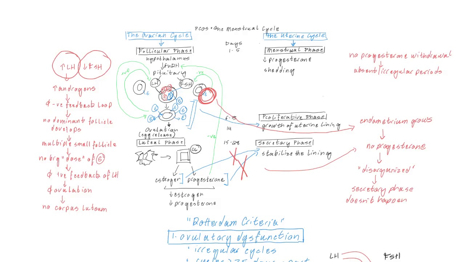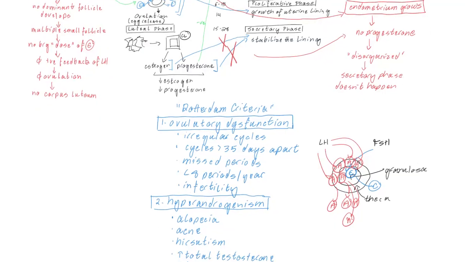That's going to impact the uterus because it's the progesterone withdrawal that makes women have their periods, that makes them shed their uterine lining. The endometrium is not growing properly. It's very disorganized. And that's actually a complication of PCOS. It's called endometrial hyperplasia. So the tissue is growing and growing, but it's not growing properly. It's never shedding. The secretory phase does not happen.